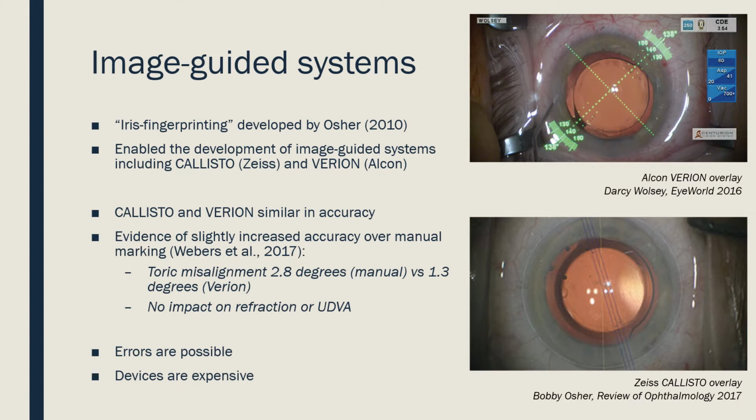Now, the thing to be aware of with these devices is that they're not foolproof. Errors are definitely possible. In my fellowship practice, we would routinely use both the Verion and the Callisto, depending on where we were operating, in conjunction with manual marking with the three-step method that I showed you just before. And we then compared the two, and it was reassuring when both methods matched, but occasionally they didn't, and we usually found that it was the image-guided system rather than the manual marks that was wrong. And there's also a financial implication, as these devices are very expensive, so my advice would be to focus on being accurate and efficient with a manual marking strategy.